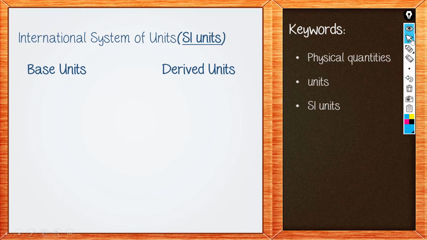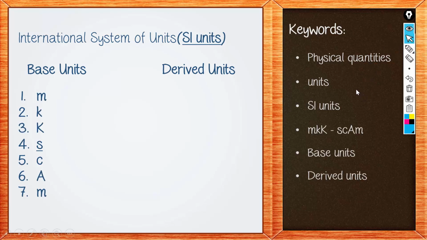So, we have a mnemonic for these base units. MKK SCAM. MKK SCAM. So that's easier to remember. And we only have 7 base units. And so, M is an abbreviation for meter. And that is a unit of length. K, there's actually no K, it's actually kg, kilogram, and is a unit of mass.